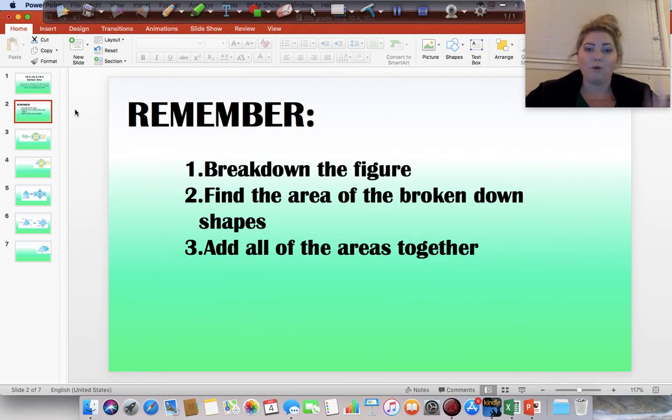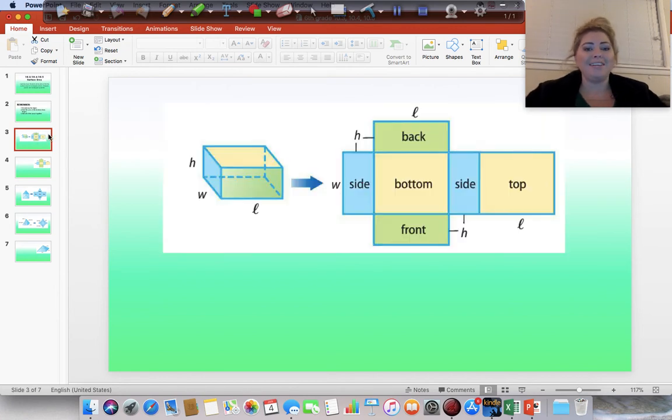You've got to know how many triangles and rectangles there are in your figure. Okay? Step 2, find the area for all of the broken down shapes. Remember, area, not volume, area. And then add all of those areas together. There's your surface area. Okay? These are figures that we need to know.